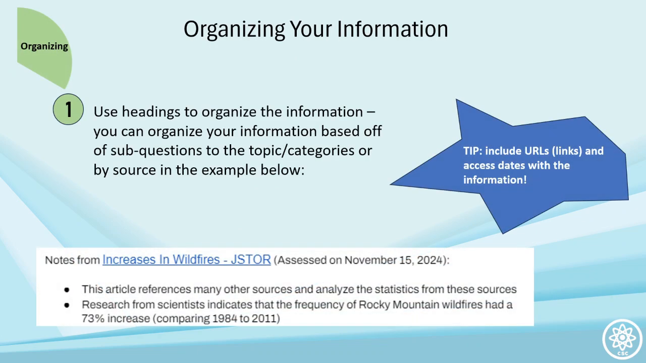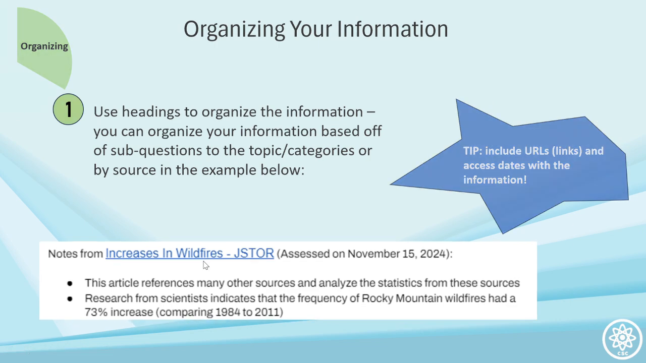Now, for organizing your information, use subheadings. Your information can be organized by sub-questions of your topic or by source. To help you with citations later, include the URL, which is the link of the source, along with the access date. In the example below, you can see information from the JSTOR article on wildfires, the information below in bullet point form, and the access date.